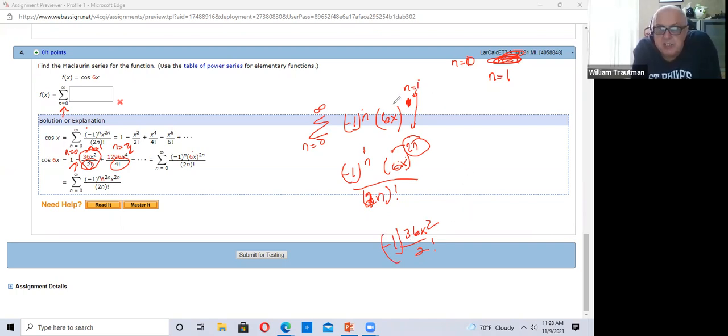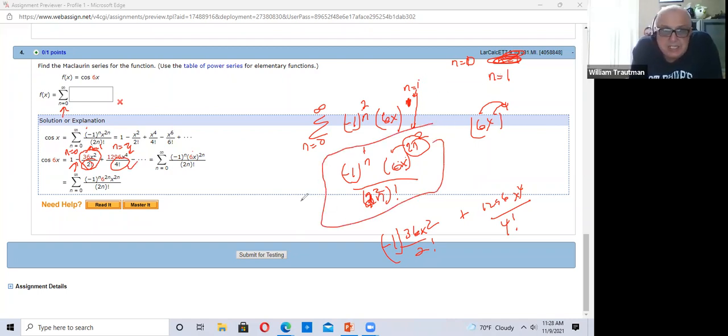Now, if I put an n=2 in there, I get a +1. Put a 2 into here, I get 6x. 2 times 2 is 4, so I get 6 to the 4, which is 1296. I get x to the 4. And then I put a 2 down here, so I get 4 factorial. And so that looks like the answer: (-1)^n (6x)^(2n) over (2n) factorial.